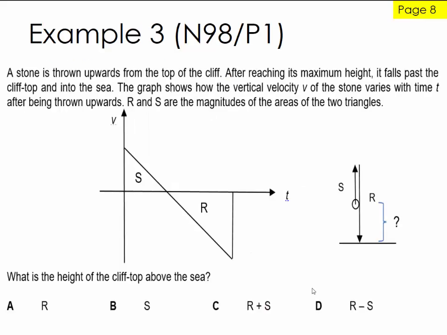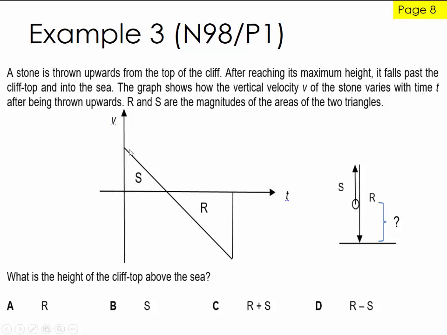Let's look at example 3. Right, a stone is thrown upwards at the top of the cliff. After reaching its maximum height, it falls past the cliff top and into the sea. Okay, so it reached maximum height and then it fell past the cliff top and into the sea. So the graph shows how the vertical velocity of the stone varies with time. Right, R and S are the magnitudes of the areas of the two circles. What is the height of the cliff top?